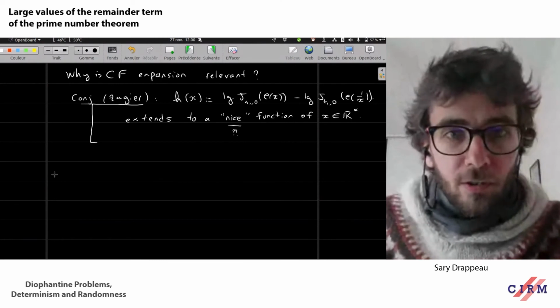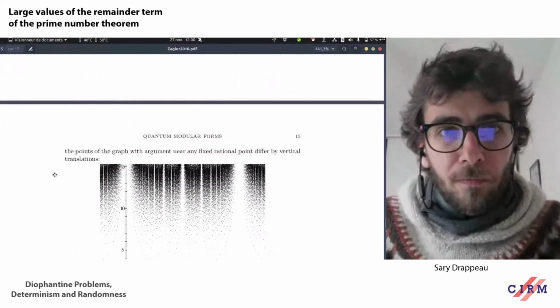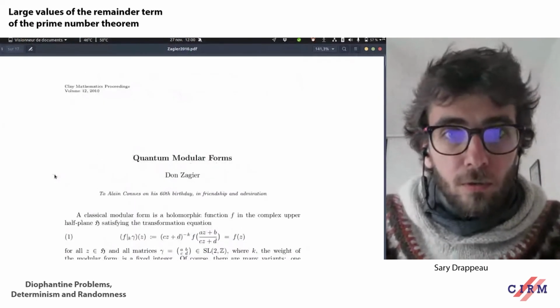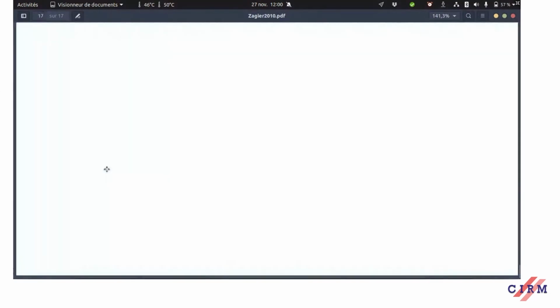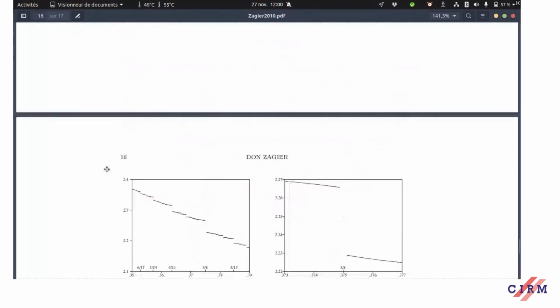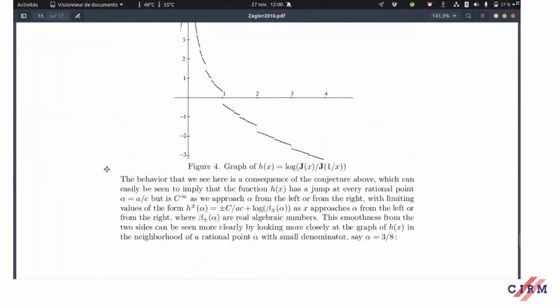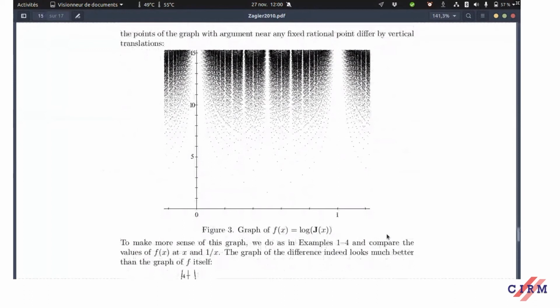The best way I can illustrate this is by showing you a picture. So this is Zagier's paper, Quantum Modular Forms, from 2010. It has lots of stuff, 17 pages, but still has lots of stuff. And he has the following two graphics. So this is a log of the function that we had, plotted at rational numbers. We can see the size grows, the denominator grows.